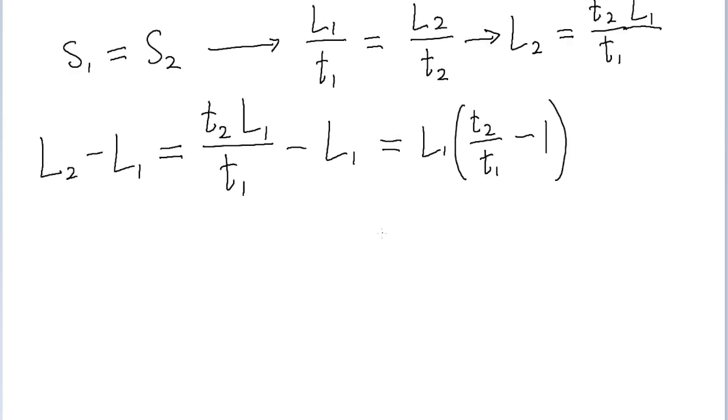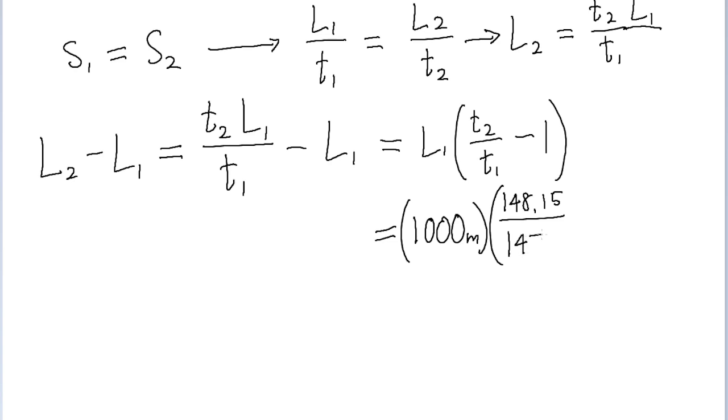So now let's just plug in some values into this equation. Again, we're going to assume that L1 has a value of approximately 1,000 meters. And we're multiplying this by T sub 2 over T sub 1 minus 1. So T sub 2 is given in the problem as 148.15 seconds, and T sub 1 has a value of 147.95 seconds. Subtract 1, put all this into a calculator, and we find a length difference of approximately 1.4 meters.